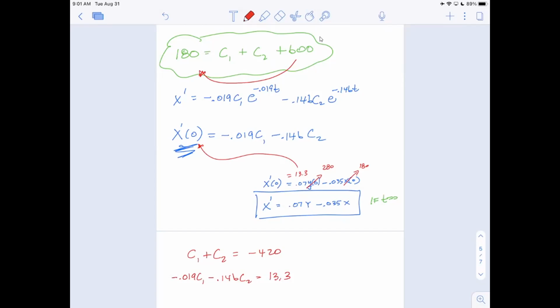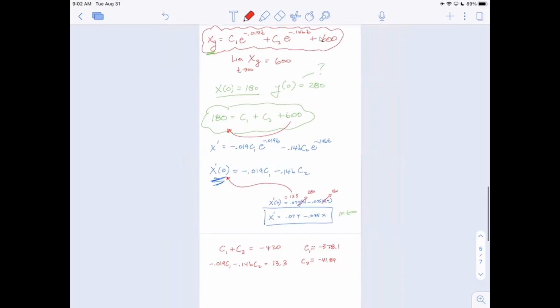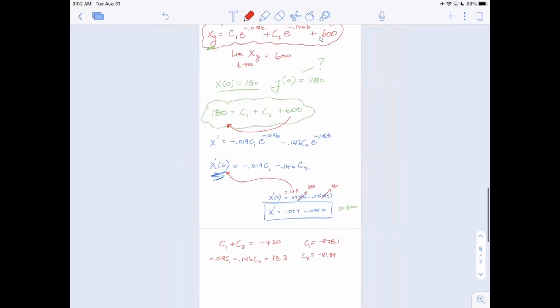Second matrix, math reduced row echelon form of matrix A. And I get that C1 is approximately negative 378.110 and so forth. Close enough. C2 is approximately negative 41.89. So now, of course, there's all kinds of room for me to make some kind of a mistake, but now I actually think I have X particular, plugging in these two values.